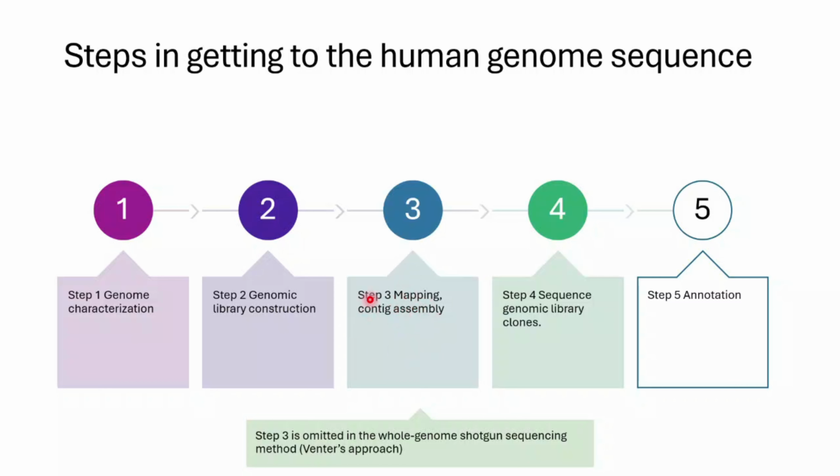Step 3 is omitted in whole genome sequencing. This is the shotgun sequencing. This is the approach that was used in Venter's project. Although it's not really true, 100%, because the reason why Venter got the sequence much faster is that they were using the data from the Human Genome Project. So they were basing it on the contig assembly, but if you take just the approach itself for the work they've done, they don't do any mapping, okay?